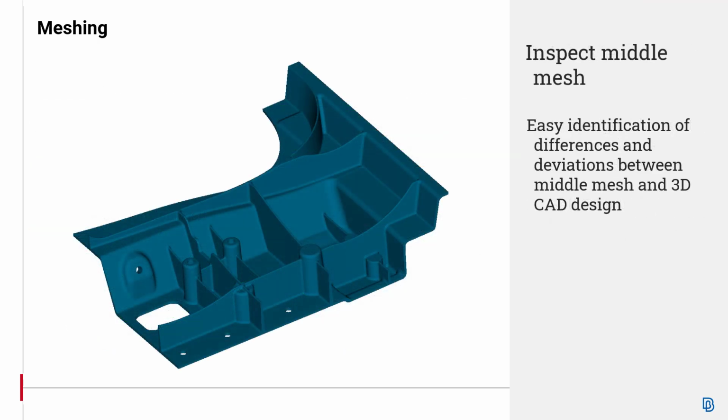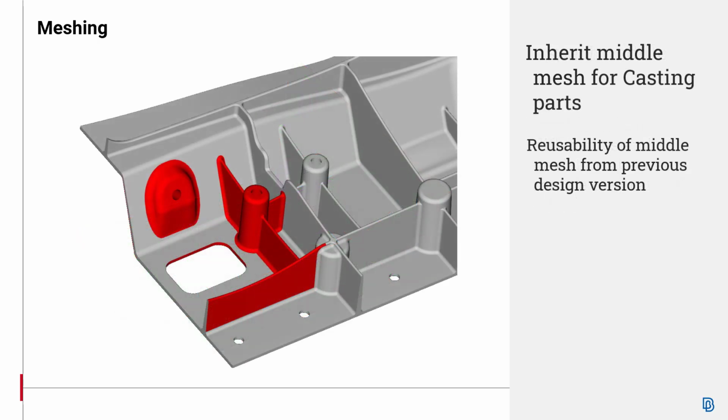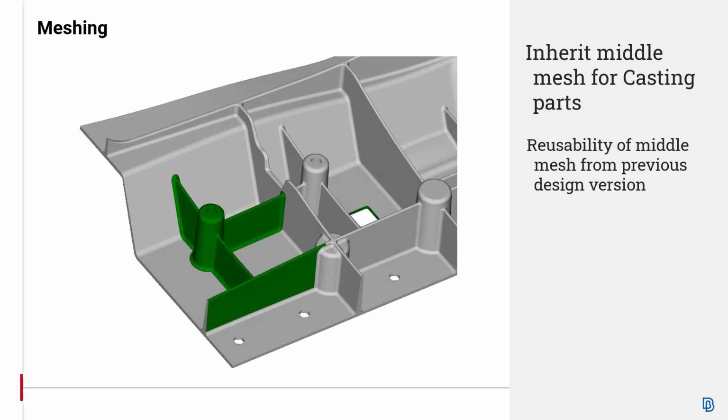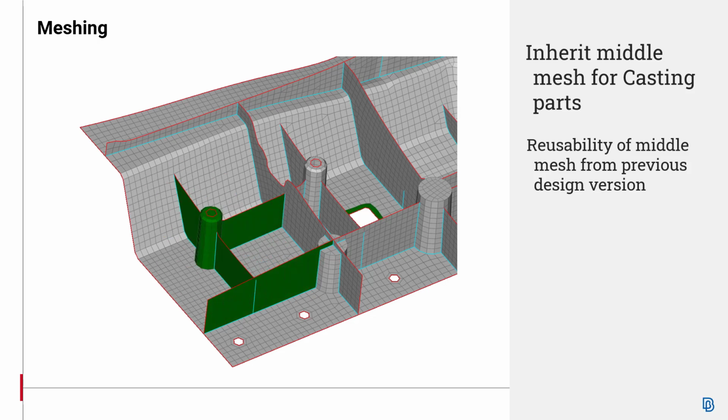With respect to middle mesh, a new inspect tool is now available for easy identification of differences and deviations between middle mesh and 3D CAD geometry. When generating the middle mesh, a new option is added to inherit the middle mesh from a previous design version. The gray area is preserved from previous model, and only the green area from the new design is middle meshed.